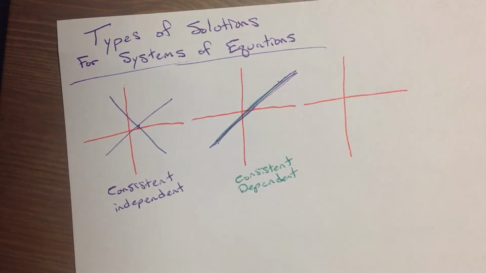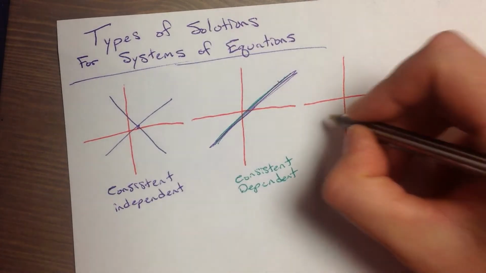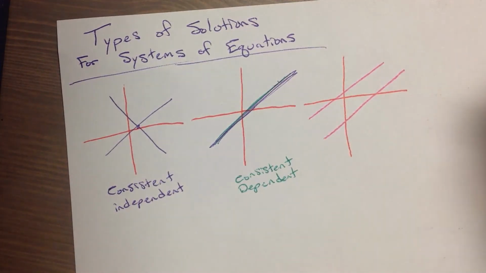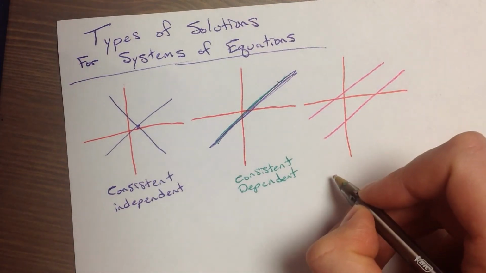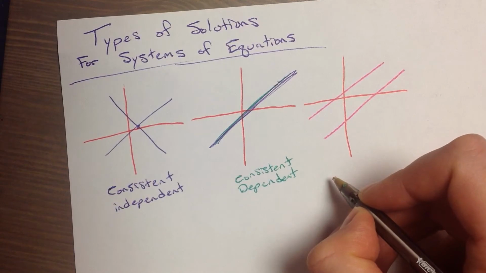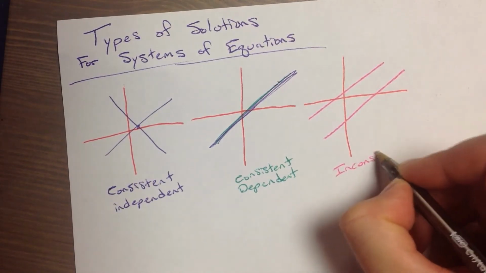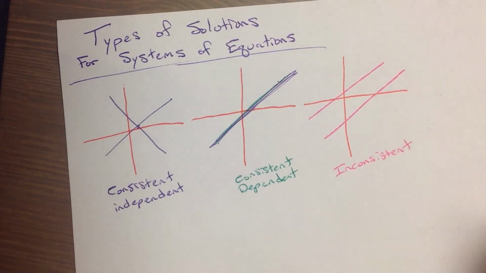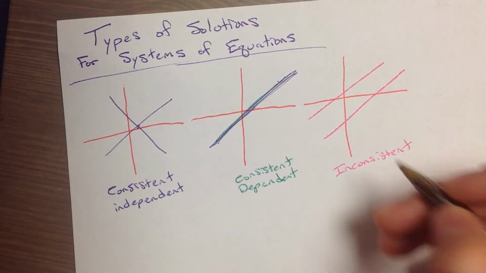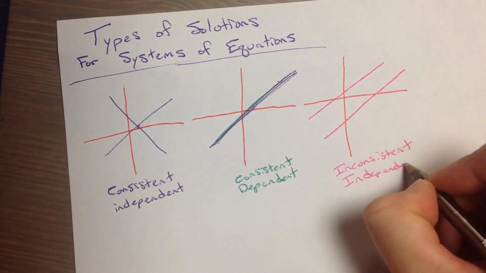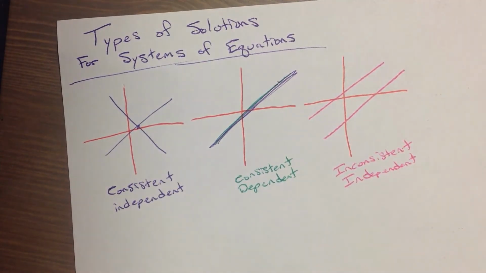A third case, which happens sometimes, is that we don't get a solution because two lines are parallel, meaning they'll never cross. In this case, they are inconsistent because they never cross, but they are also independent because they are two separate lines. They're independent of each other.